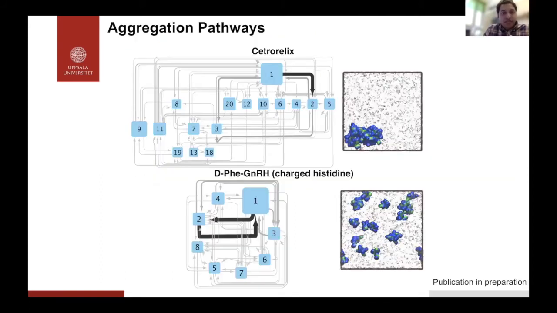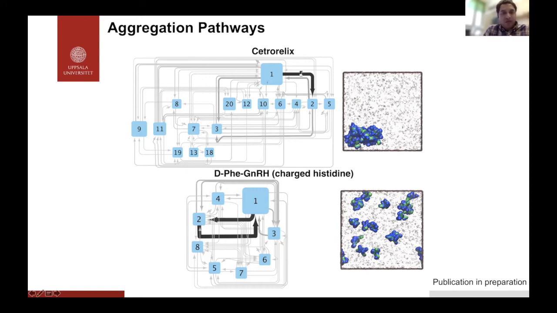First, we can look at the aggregation pathways of the systems. For cetrorelix, in the aggregation pathway graph, the maximum aggregate size is 20. It can first become a dimer, then the dimer can become a trimer, and that's how it evolves into 9 or 11 aggregate sizes, and then these two can merge and form a 20 aggregate size, which is the final aggregation structure in one of our simulations.